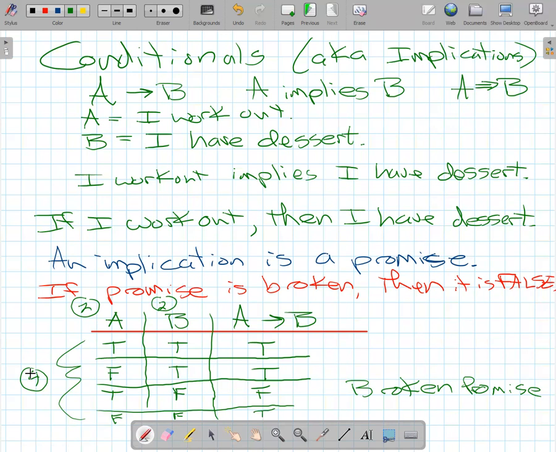But I think the biggest one to wrap one's mind around, in my opinion, is conditionals. That the only time these conditionals are false is if the promise is broken. And the promise is going to be broken only when the premise is true, but the conclusion is false there. So this one right here is the only time an implication ends up being false. Every other time it's true, it's not false. So that's definitely something you want to make good note of for other problems.